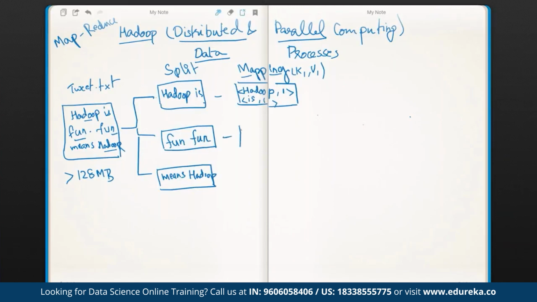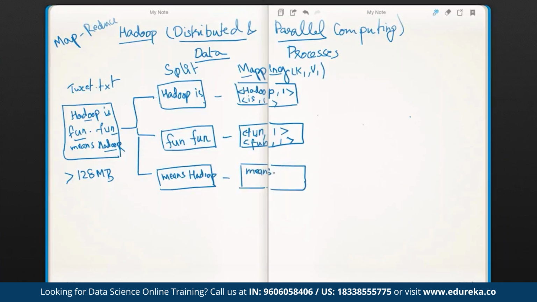So similarly, the process would be repeated here as well. There are once again 2 words, fun. I'm appending a value 1 with it, and fun is actually coming once more, so I'm going to append one more 1 here, right? And in the final block, the same process comes once again. Here we have 2 words: first means, which is given a value or count of 1, and then comes the word Hadoop.